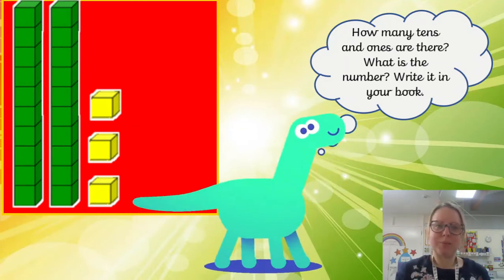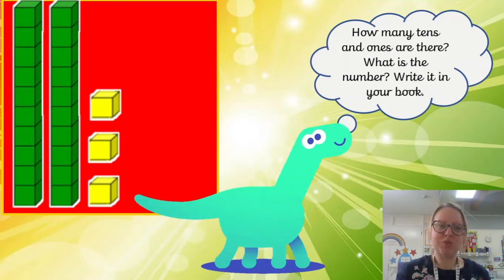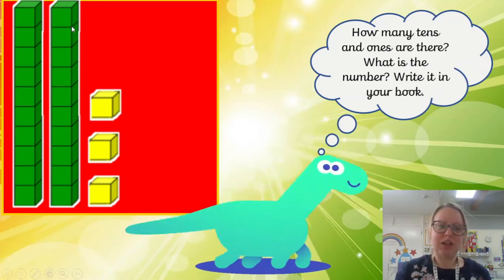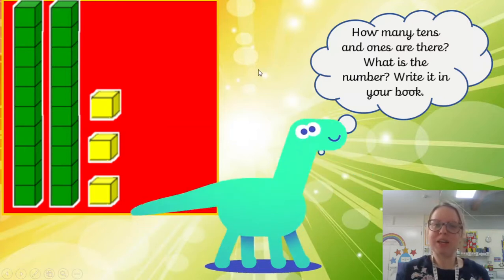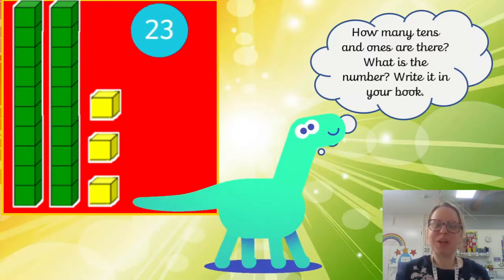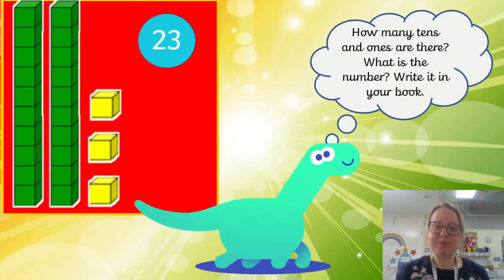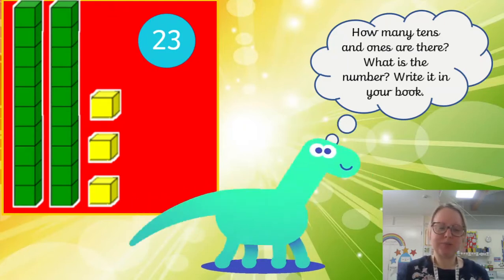So what's the number? We've got 2 tens and we've got 3 ones. So the number must be 23. If you got it right, give it a tick.